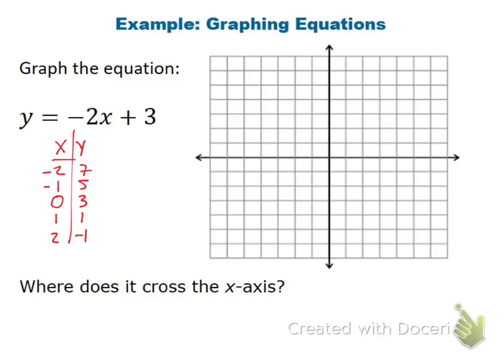So my graph: (-2, 7), (-1, 5), (0, 3), (1, 1), and (2, -1). So my graph should look something like this. Where does it cross the x-axis? Somewhere in between 1 and 2.